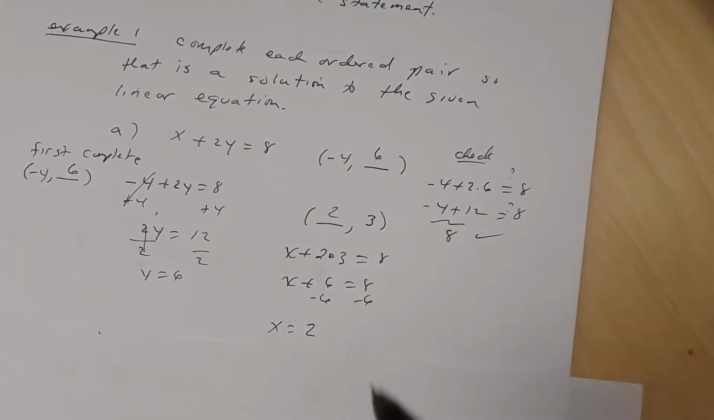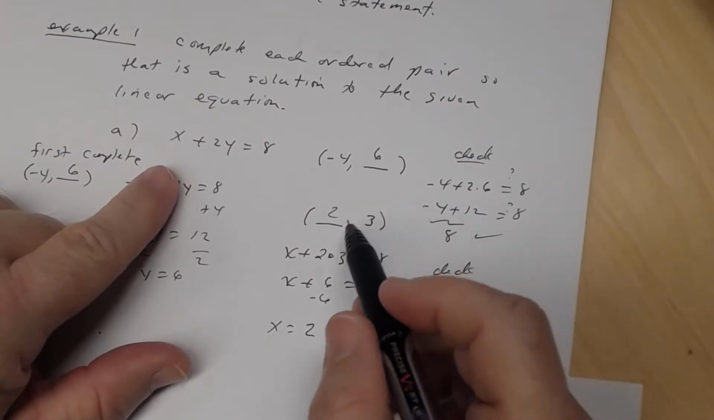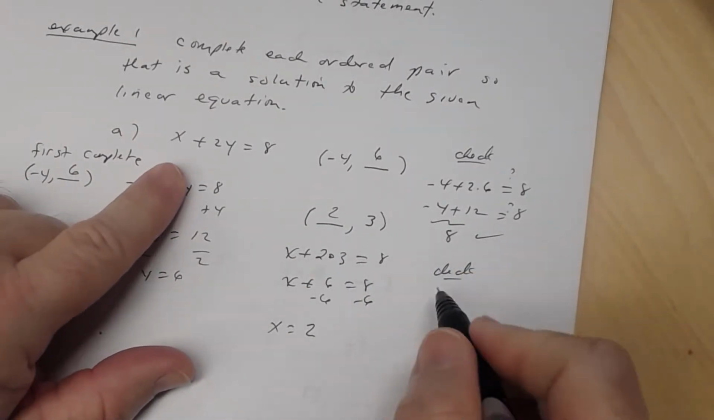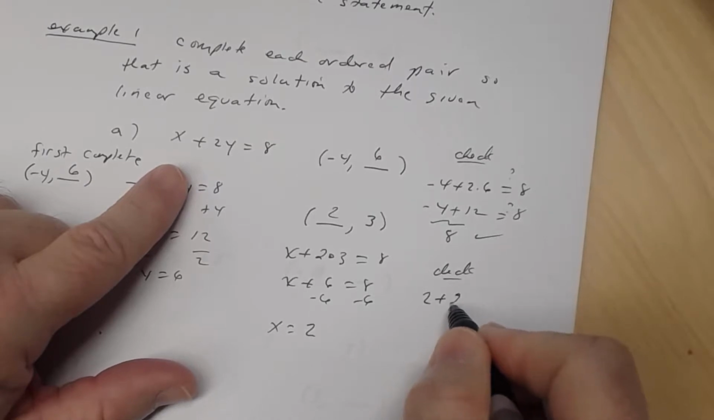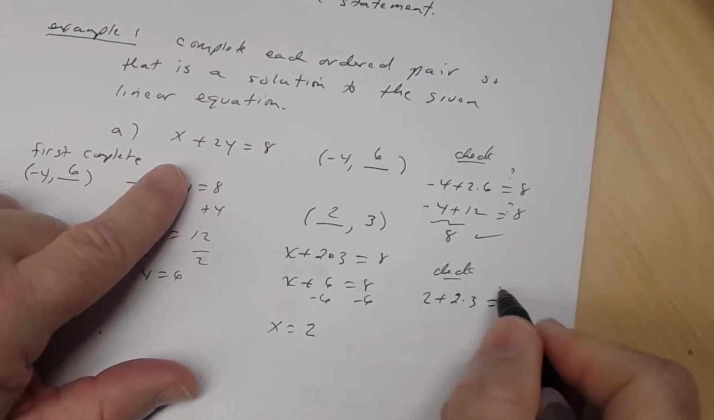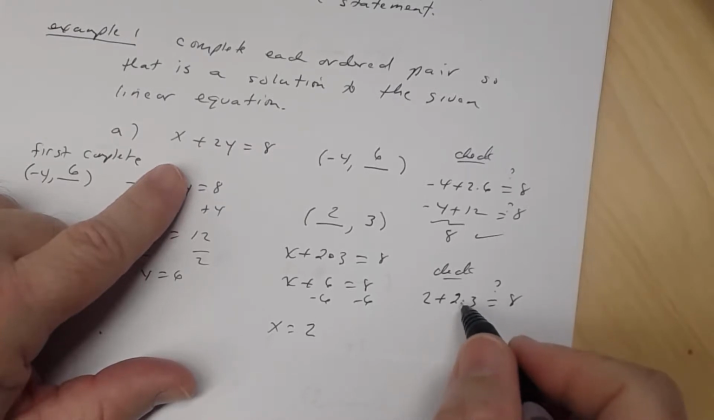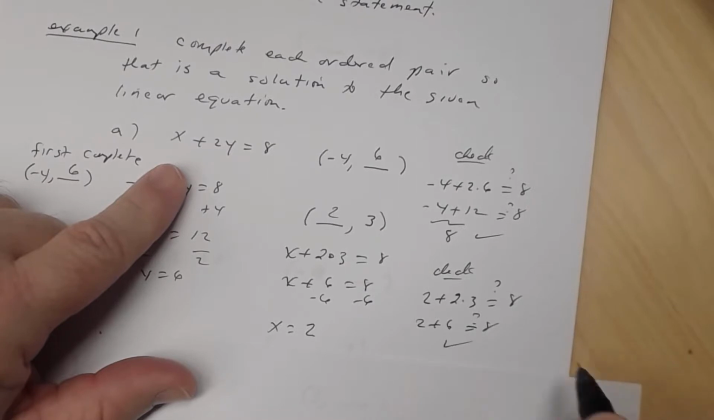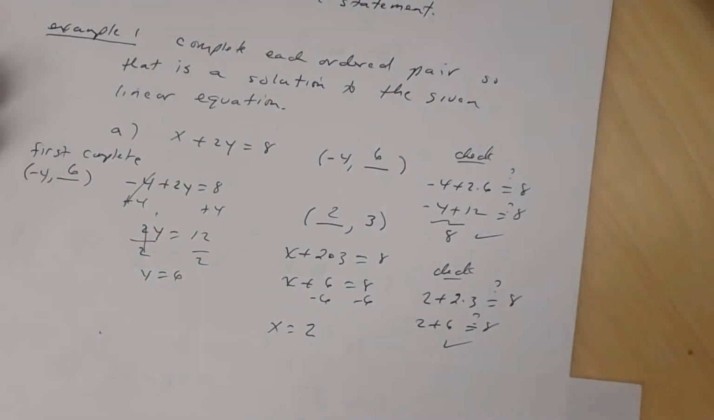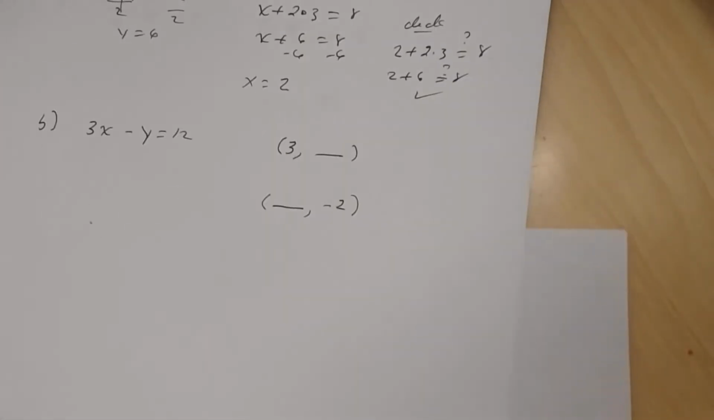All right. Again, if you want to, you can check this. So you'd say, remember, this is x and this is y now. So you'd say 2 plus 2 times 3. And the question is, is that equal to 8? Remember, order of operations, you got to multiply before you add. So that becomes 2 plus 6. And the question is, is that equal to 8? And the answer is yes. 2 plus 6 is 8, and 8 equals 8. Okay, part B.